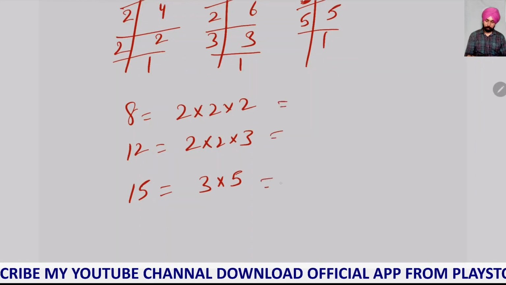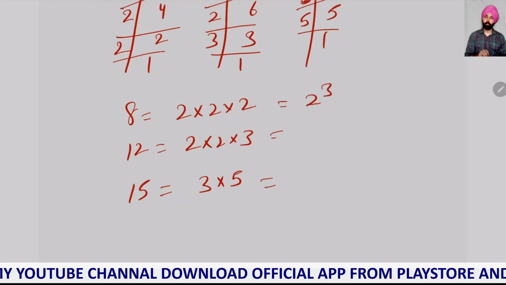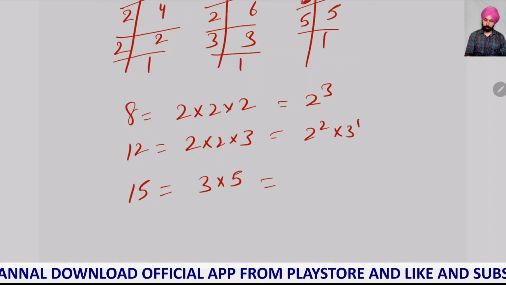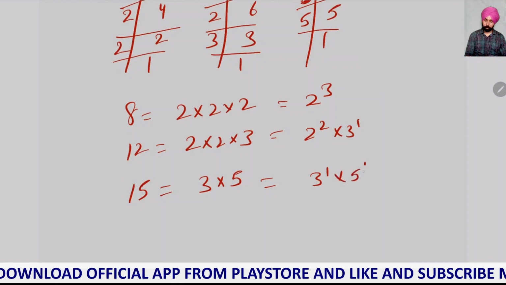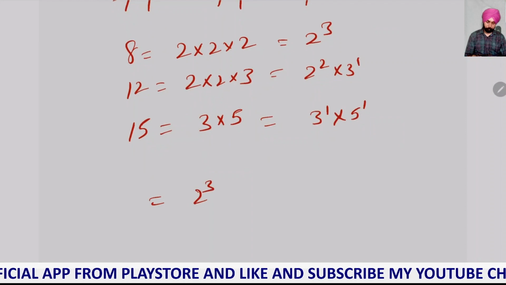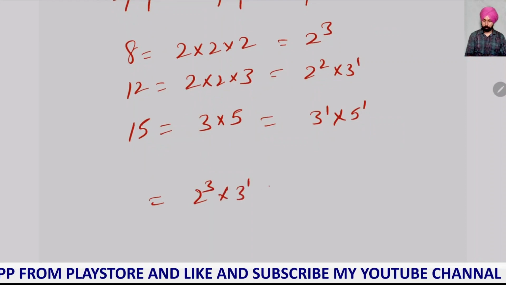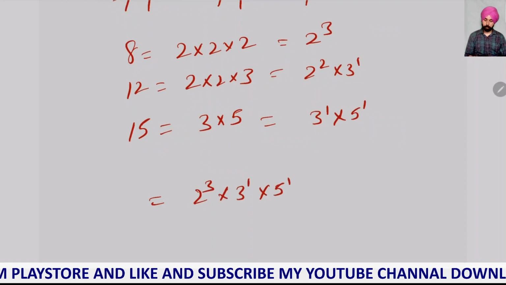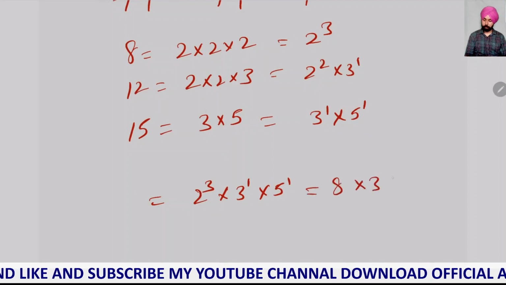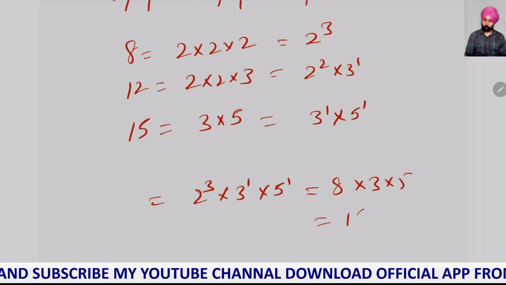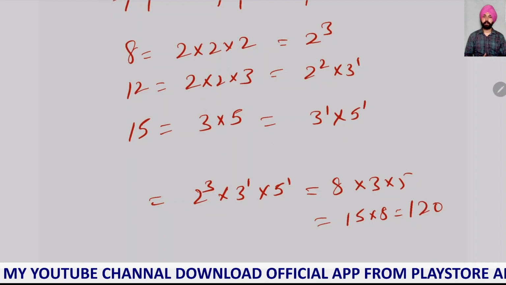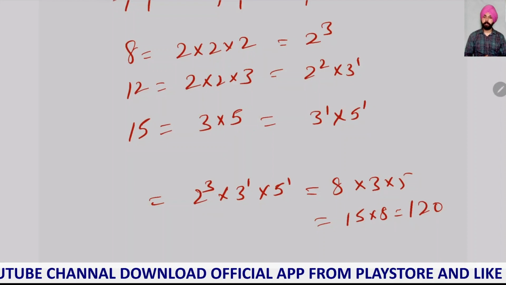We're going to take 2 to the power 3, 3 to the power 1 and 5 to the power 1. Taking the highest powers, 2 to the power 3, 3 and 5, we get the LCM of 8, 12 and 15. This is the prime factorization method of LCM.